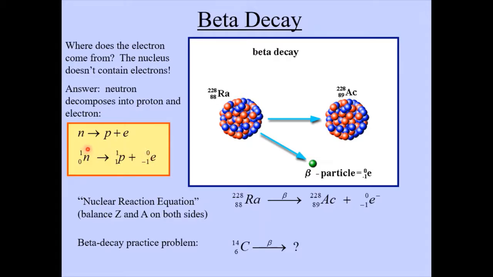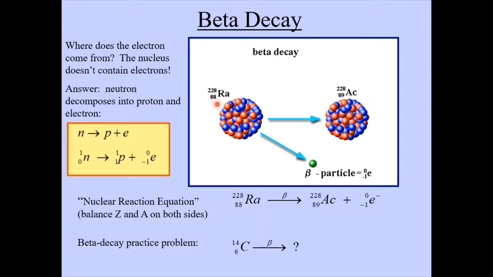Again, notice the numbers all balance. A 1 up here, we have a 1 plus a 0 on the right side, so they add up. A 0 here is equal to 1 plus -1, right? The 1 and the -1 add together to get 0. So everything is balanced here in this nuclear reaction equation. So let's take a look now at what happens when radium-228-88 undergoes a beta decay and forms actinium-228-89.